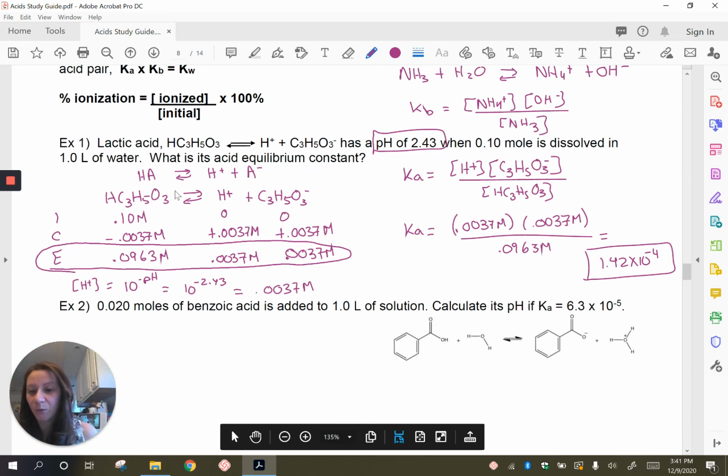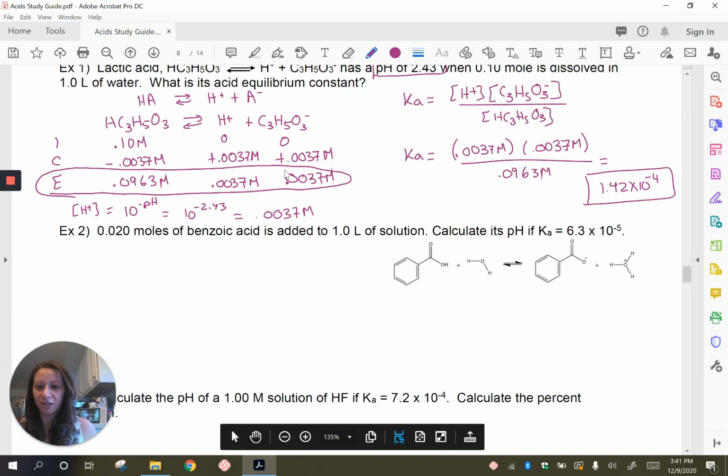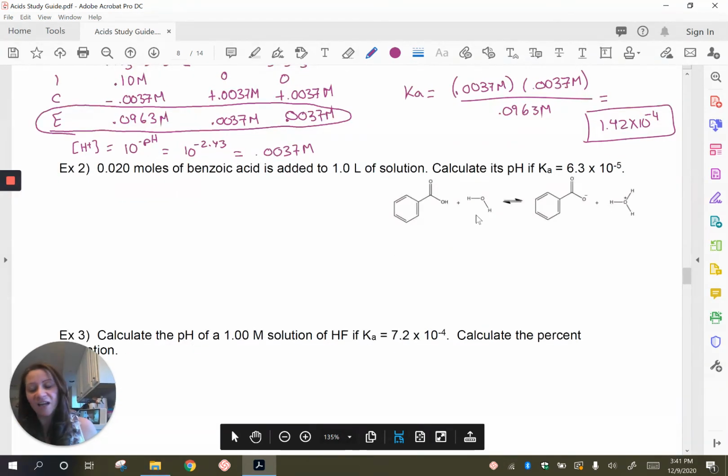Let's try another example. This one's benzoic acid. We have 0.02 moles of benzoic acid added to 1 liter. We want to calculate its pH if we're given the Ka. So this one's kind of the opposite of what we just did. Here we had the pH, we were trying to find Ka. Here we are given Ka, we're trying to find the pH. But you do it the same exact way.